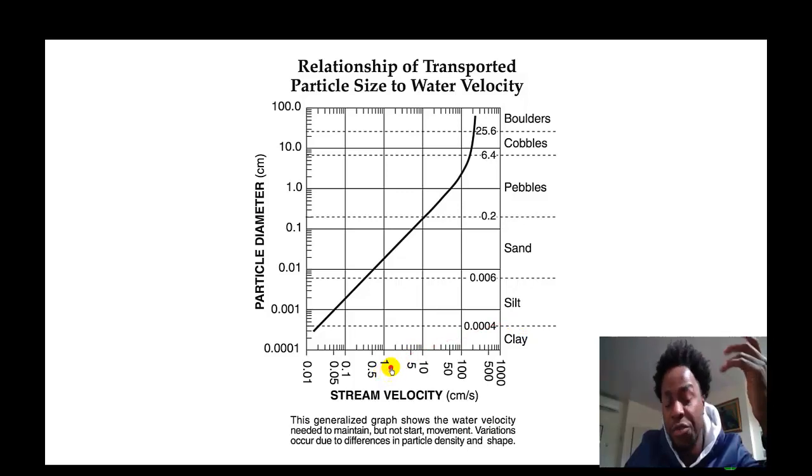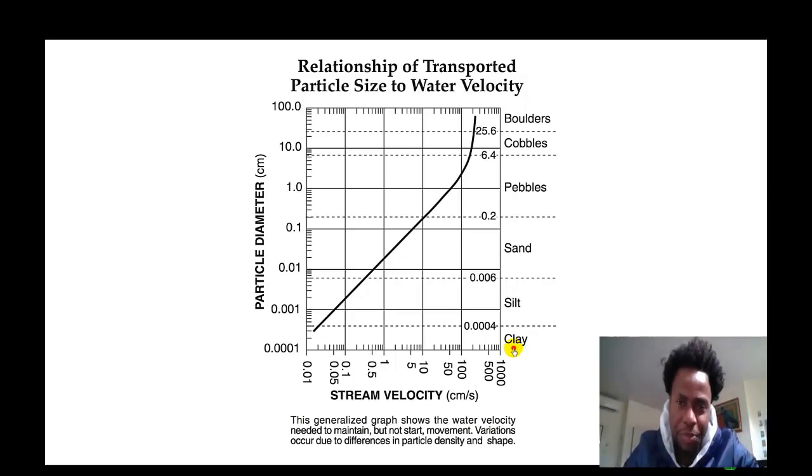All right, let's take another example. Say the velocity of a stream is 1. What kind of sediment can that stream carry? You're going to take 1, and then draw it up until you meet the curve. Once you meet the curve and draw it this way, you can see that at that velocity, that stream can carry some sand, not all sand, but definitely some sand, and then some silt, and then some clay. A little practice with that, you're going to get a hold of it.